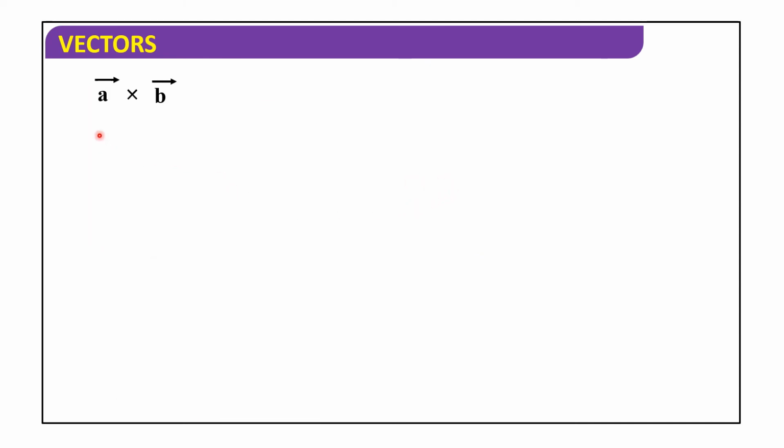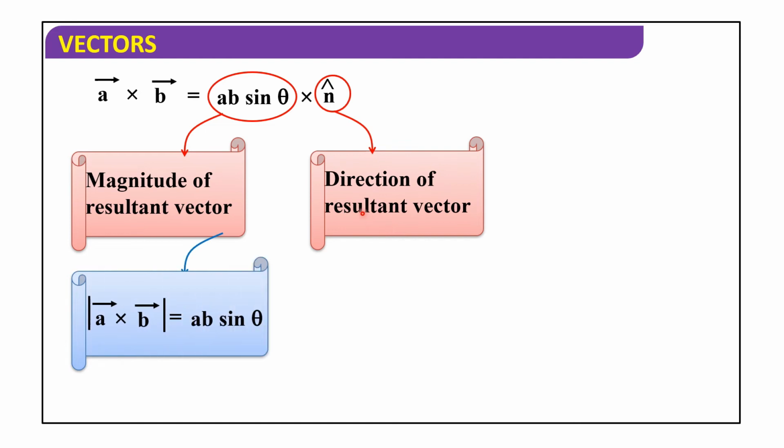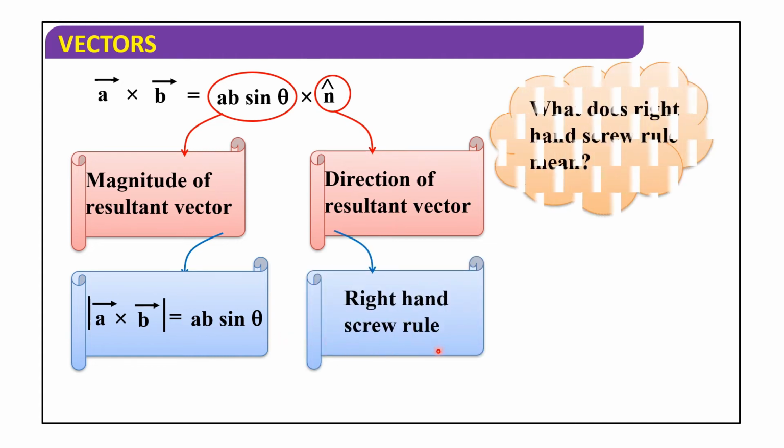Now A bar cross B bar is equal to AB sin theta into n cap. AB sin theta is the magnitude of the resultant vector, and n cap represents the direction of the resultant vector. So the magnitude of the resultant vector, that is the modulus of A bar cross B bar, is equal to AB sin theta. This is the right hand screw rule.